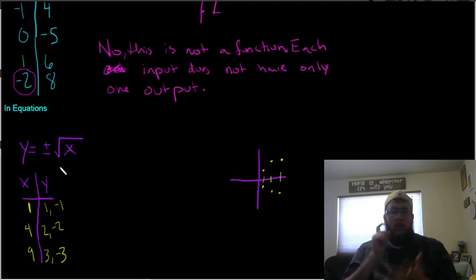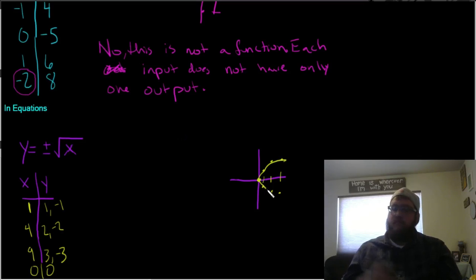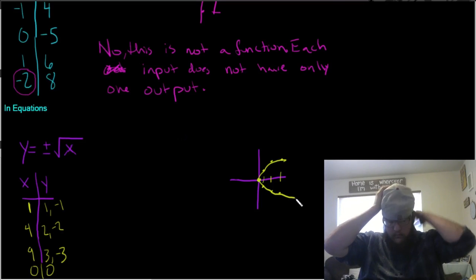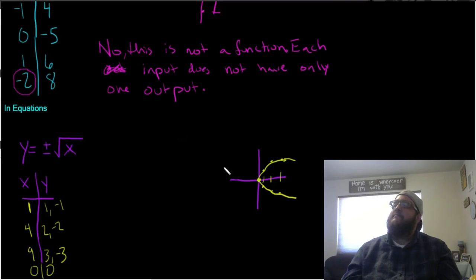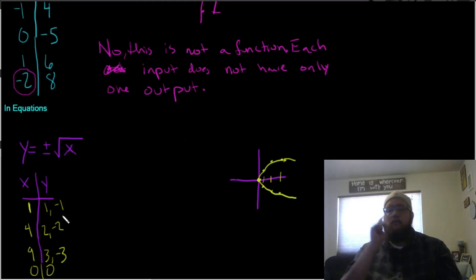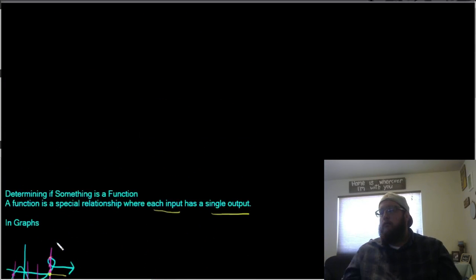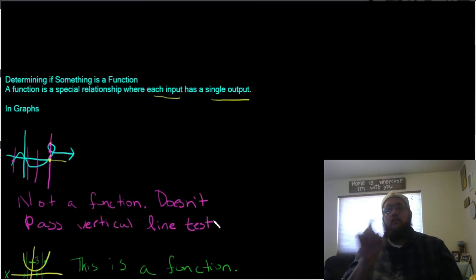But notice if you plugged in 0 here, the only answer you would get is 0, because positive 0 and negative 0 are the same thing. So our graph, let's see if I can connect the dots, would look something like this. Each one of our inputs, with the exception of 0, because 0 is kind of a funky number, is going to give us exactly 2 outputs, which, as you recall, violates our rule where each input must have a single output.